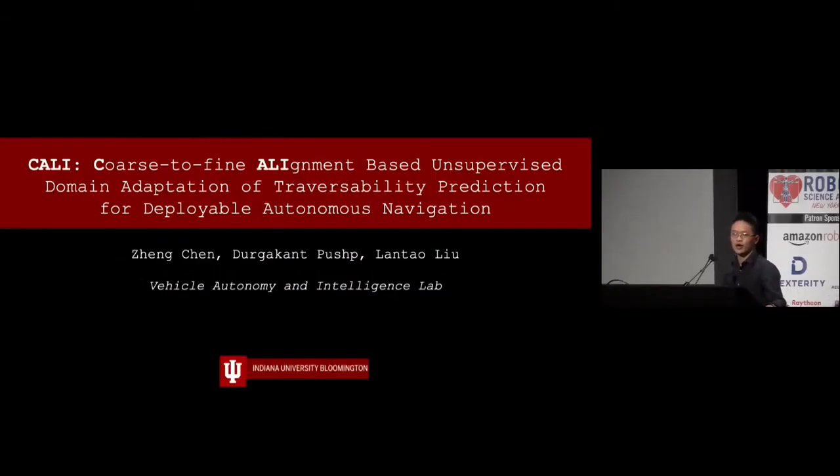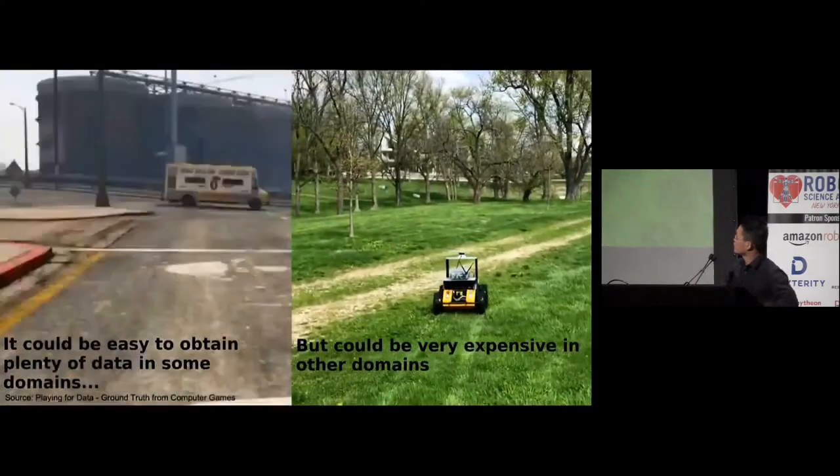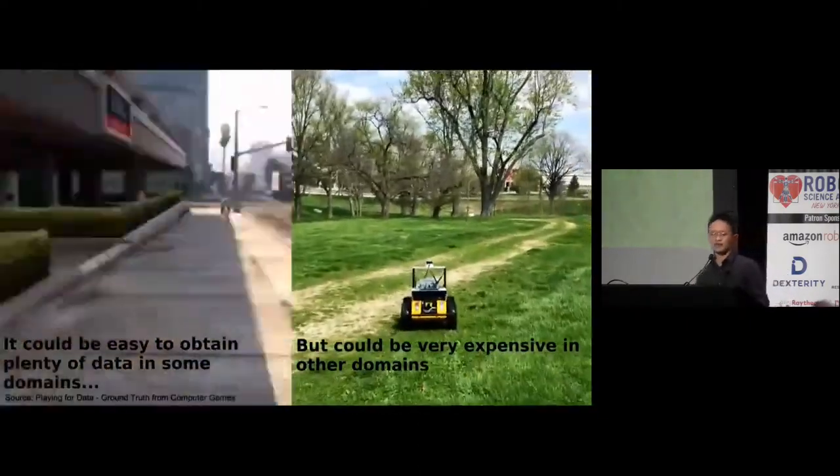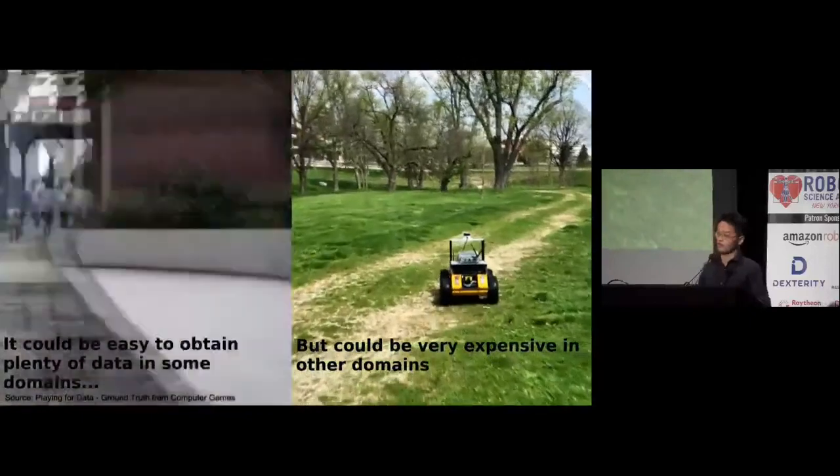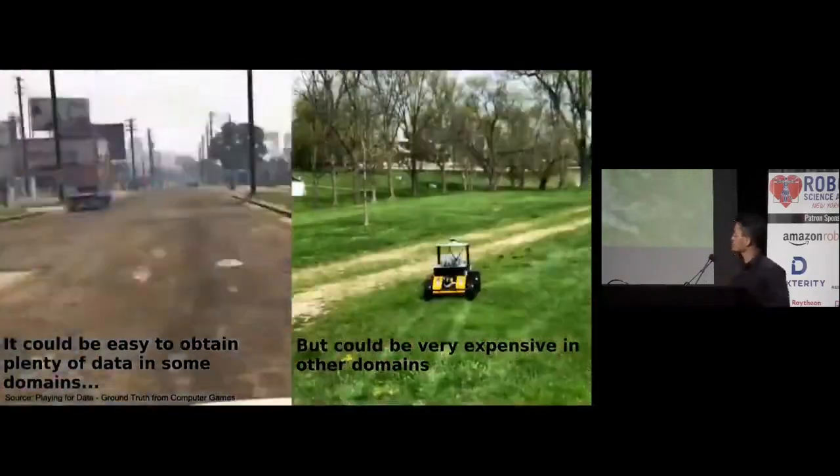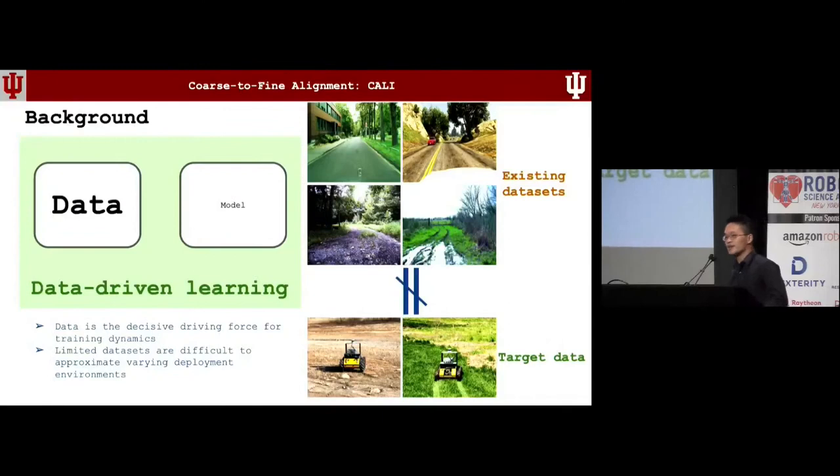In this work, we propose a novel domain adaptation method to help robots better understand the traversability in images. It could be easy to obtain plenty of data in simulators, but it could be very expensive to have data in the real environments. Data is the decisive factor for learning-based methods, but there is usually a non-trivial gap between the data in different domains. In this work, we're targeting at decreasing this gap by proposing a novel unsupervised domain adaptation model.